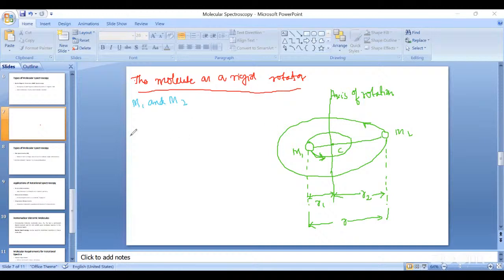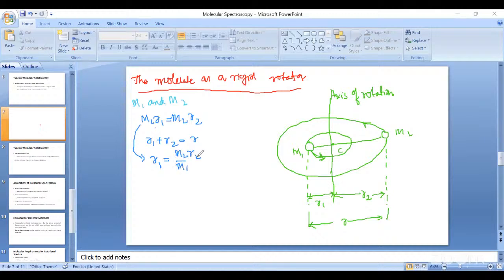Now, by the definition of the center of mass, we have M1 R1 equals M2 R2. Moreover, we know that R1 plus R2 equals R. From these we can find the values of R1 and R2. From the first equation, we can write R1 as M2 R2 by M1.